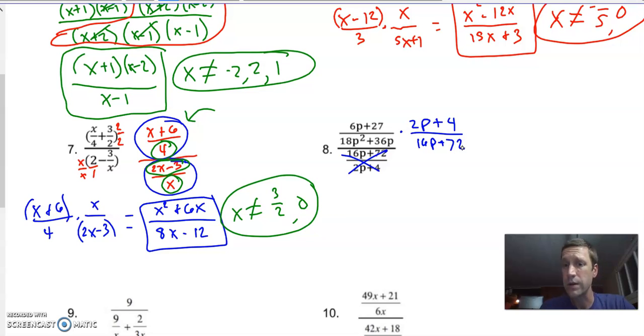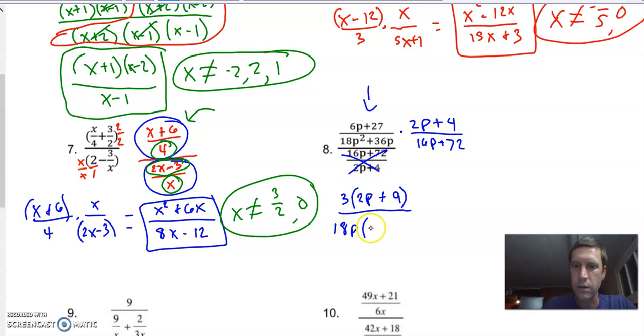So we multiply, but instead of just multiplying, I actually want to factor and cancel. So let's see, I'll start with this fraction. What can we factor out? I think it's just a 3, right? So I get (2p plus 9) over 18 and 36. I can take out 18. I can take out p. I'm left with p plus 2.